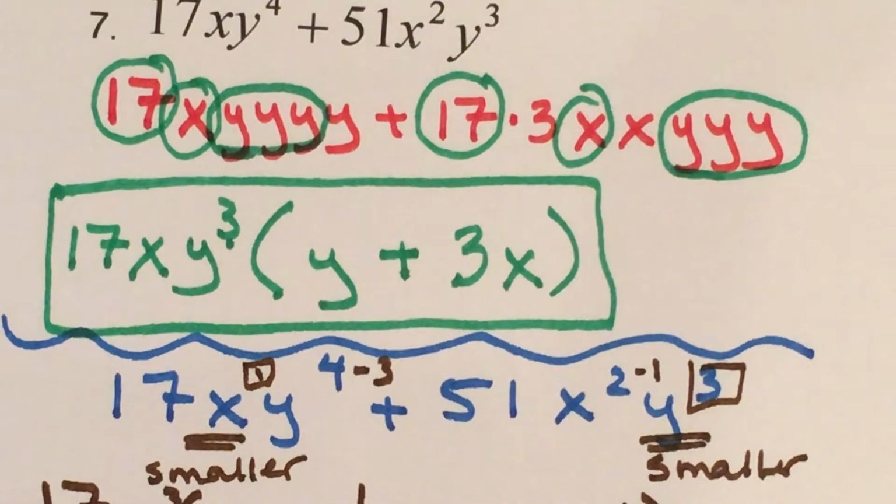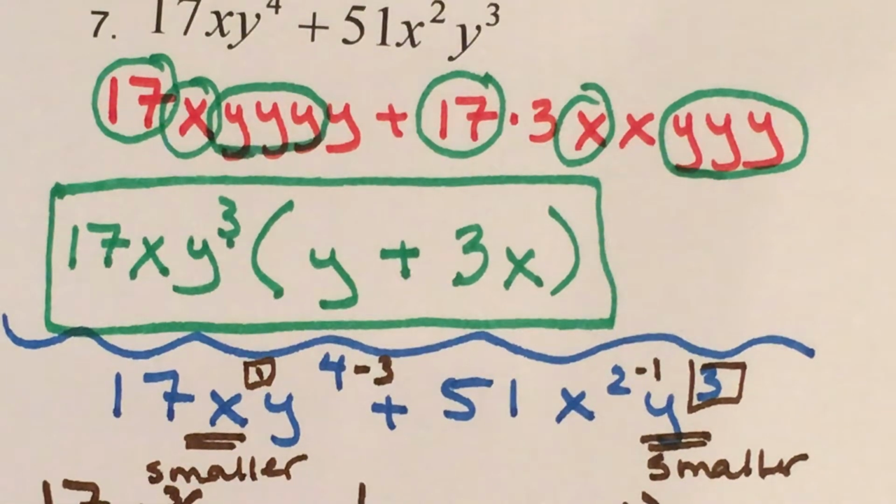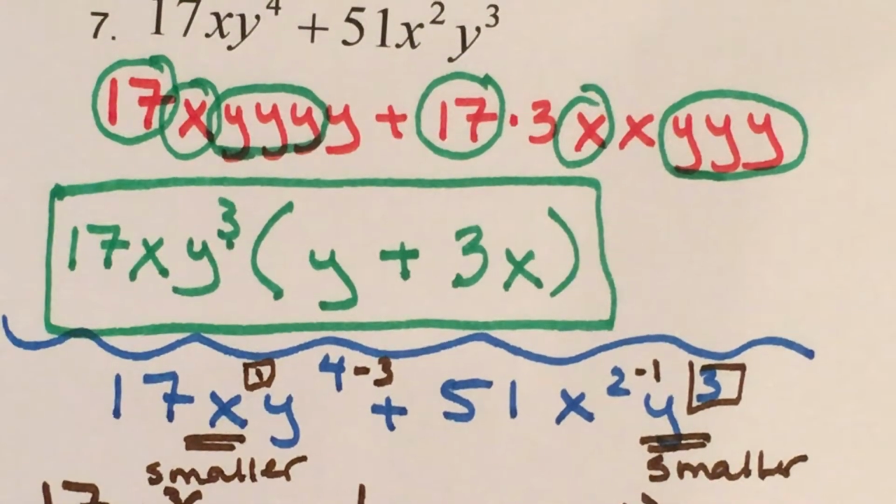Okay? So I want you to do number 5, number 6, and number 8. Pause the video, 5, 6, and 8. And if you're stuck, come and talk to me, and then we'll finish up on the back.